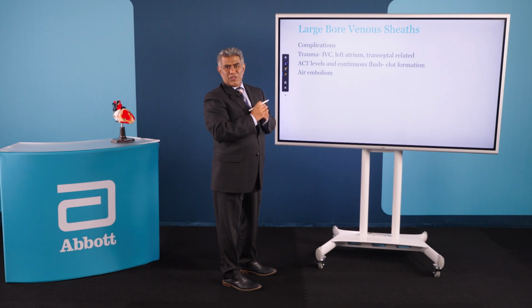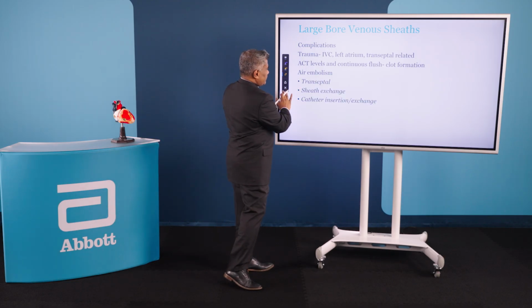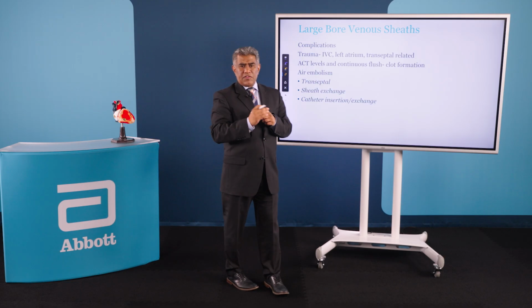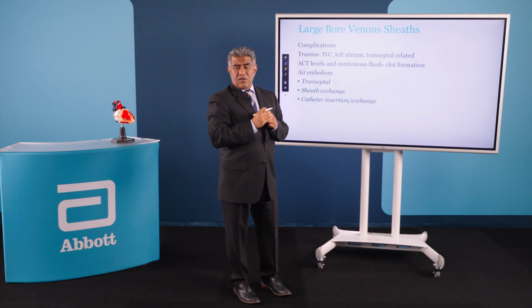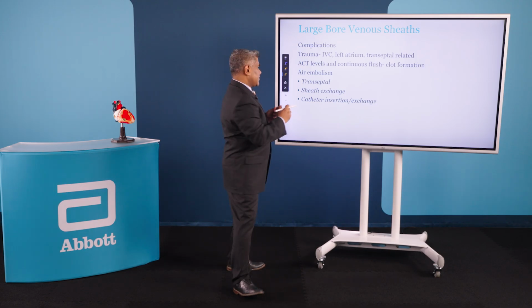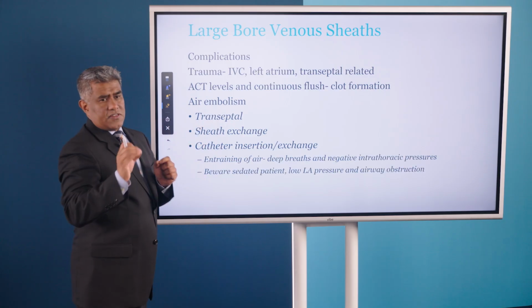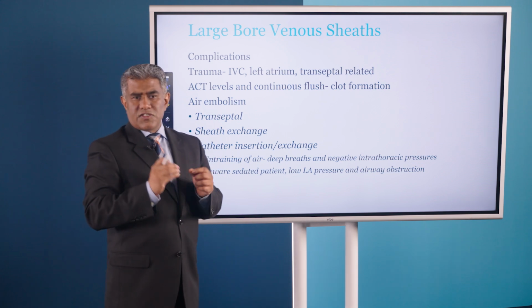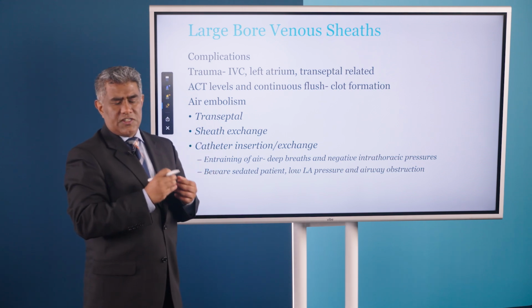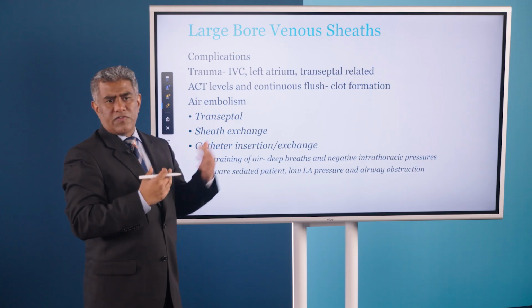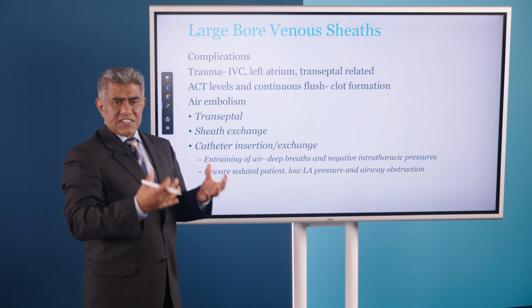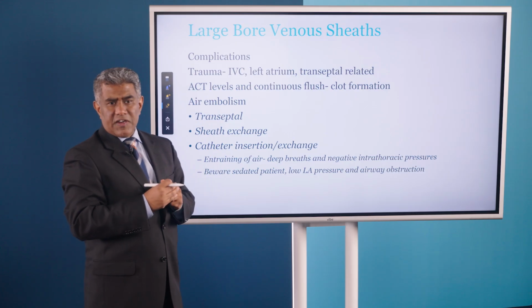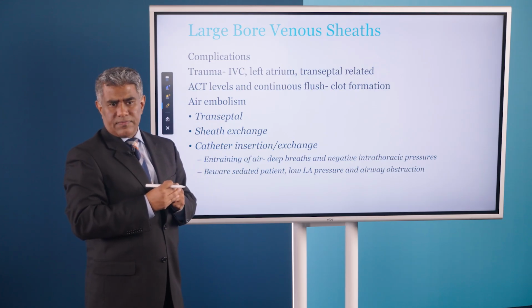The next thing that I want to talk to you about is air embolism. Air embolism can happen at 3 points: when catheters are inserted or exchanged, when the sheath is being exchanged, or during the performance of transeptal procedures. This is critical. We have gotten so used to managing sheaths and doing transeptals that some of the complications that I mentioned above are relatively uncommon. But as our sheaths get bigger, we need to be very careful about air embolism.